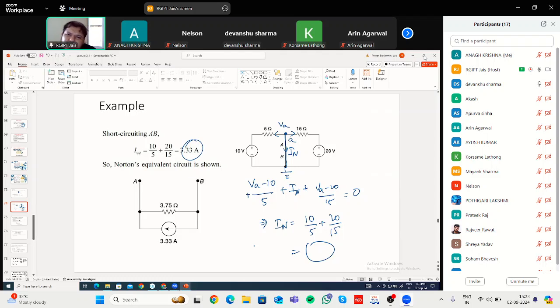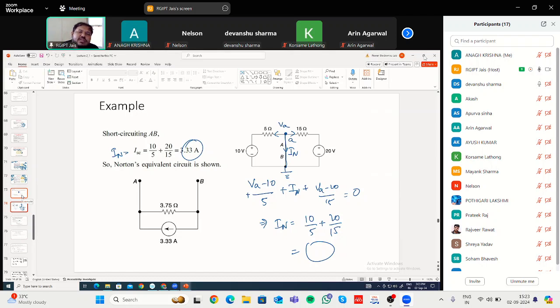Similarly, you can apply KVL, mesh analysis also. So this is mesh 1, this is mesh 2. You can apply that. Also, using superposition theorem you will be able to find out. So you can also apply mesh analysis and see whether you are getting the same answer. In this way you can find the short circuit current ISC, which is equal to IN.